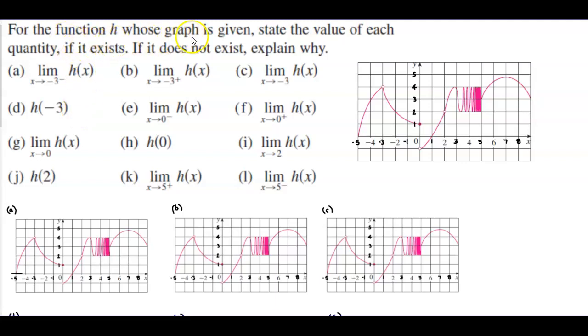For the function h whose graph is given, state the value of each quantity if it exists. If it does not exist, then explain why. For part A, we want to find the limit of the function h of x as x is approaching -3 from the left. So as it is approaching -3 from the left, we can see that the function is at 4.